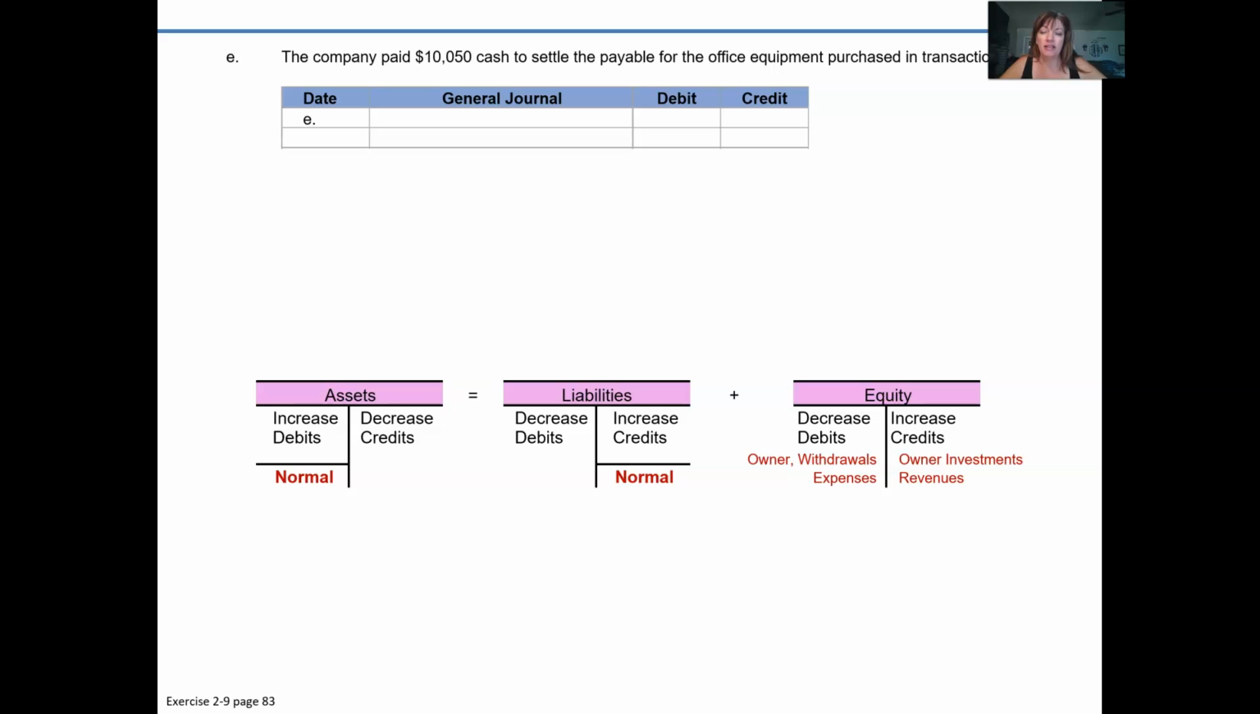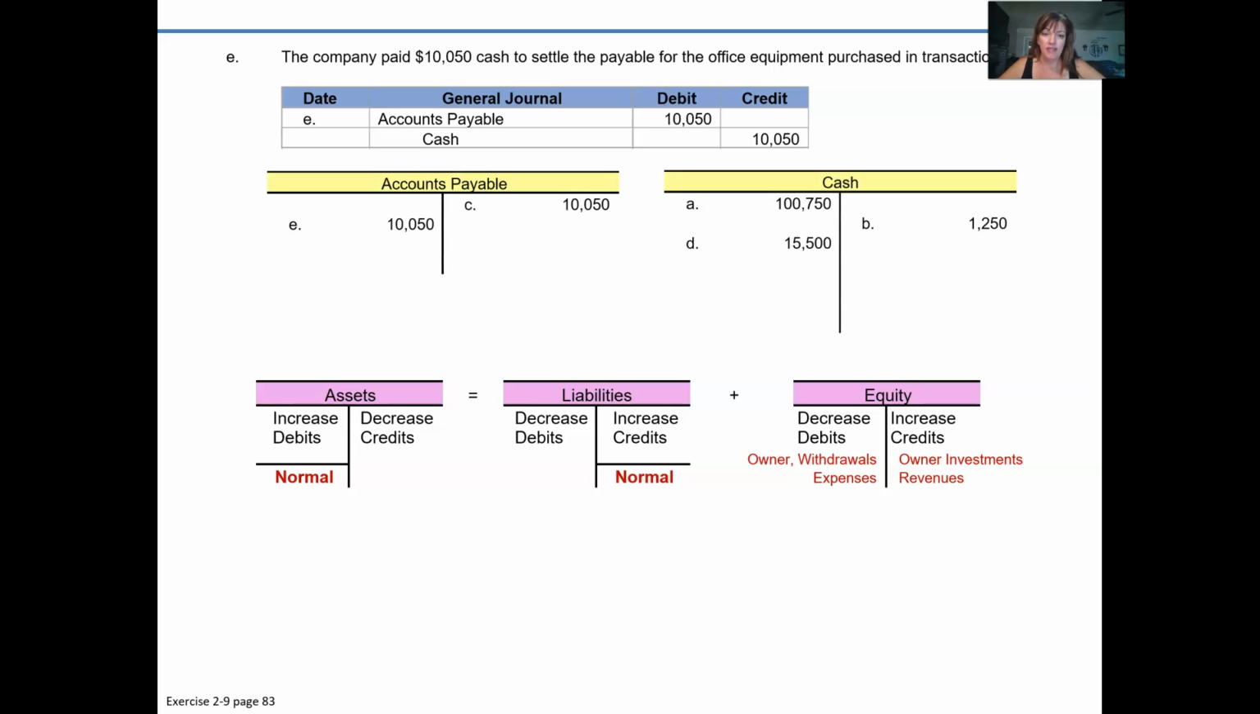E, the company paid $10,050 cash to settle the payable for the office equipment purchased in transaction C. So we already did transaction C. That's where we purchased it on account. Now we're paying it. We will debit accounts payable $10,050 and credit cash $10,050.